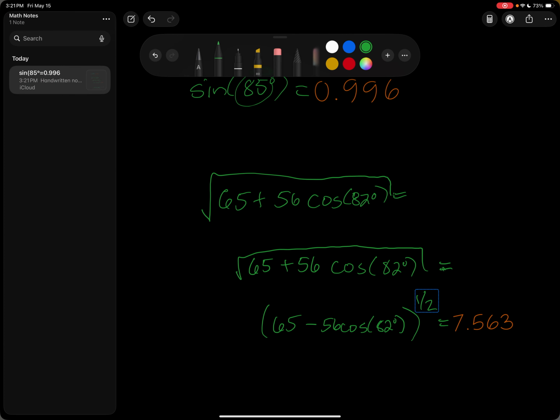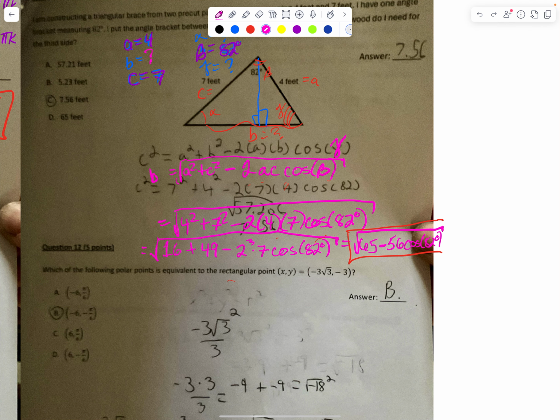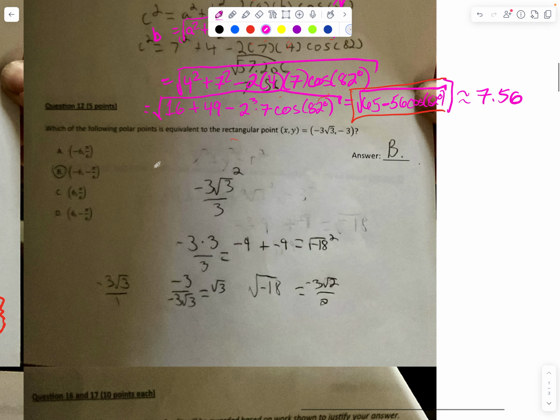65 minus 56. There, 7.563. Boom. There we go. Moving on now. Which of the following points is equivalent to the rectangular point? Both negative, so I go backwards and then down.